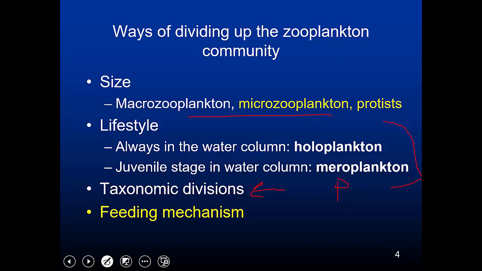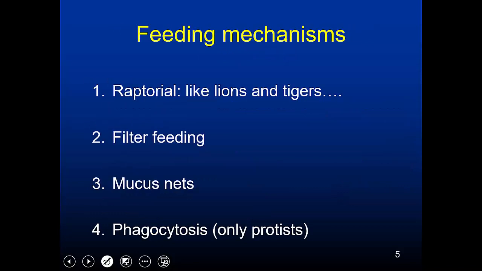Today we're going to come to the fourth way in which we can divide up the zooplankton community, and that is by how they feed. There are basically four ways in which they feed, and you can see their names, and we're going to walk through these. The only one that we're not going to talk about today is phagocytosis, which we'll talk about next lecture.